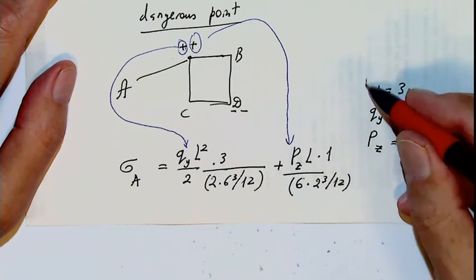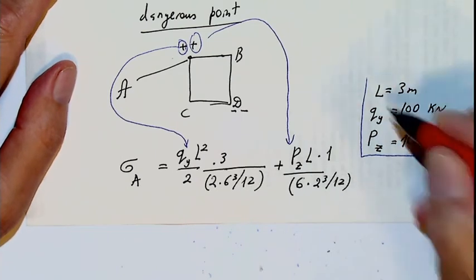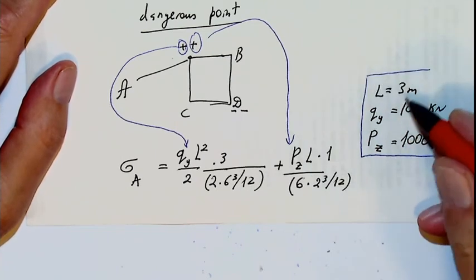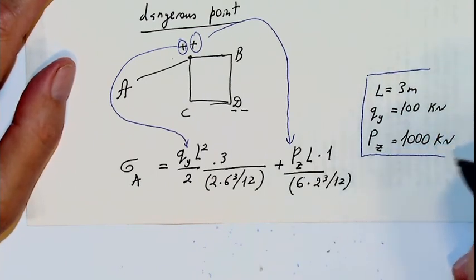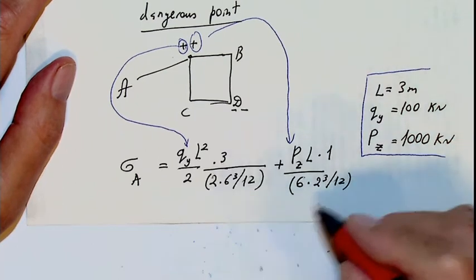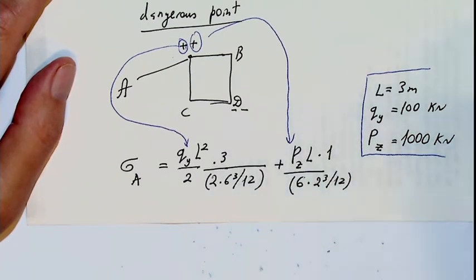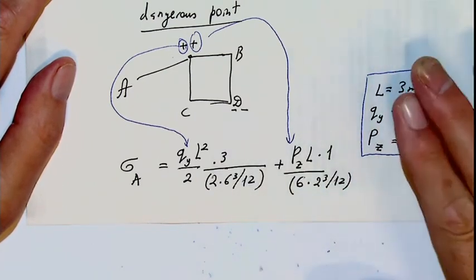Okay, one can do the calculations. You can do calculations if you want. Length equals 3 meters, QY equals 100 kilonewtons, PZ equals 1,000 kilonewtons. You will get the stress. Any questions?